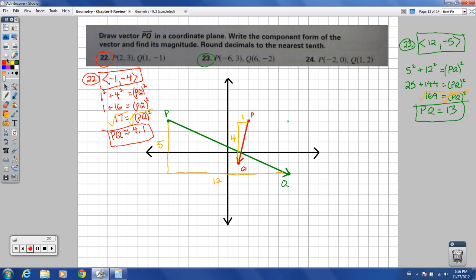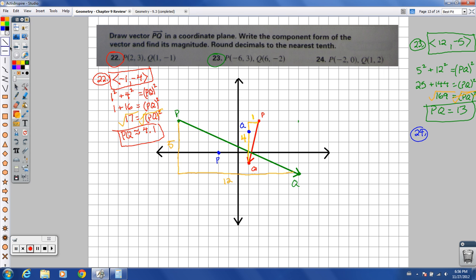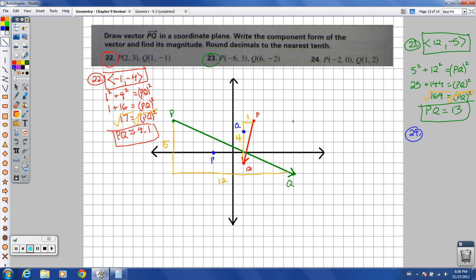And then finally I'll do this one in blue, 24. I would have a point at 2, negative 2, 0 right there is my P, and then 1, 2 is going to be right here. So that's my Q for this one. Let's draw in the vector itself. Vector right there, and that would be the blue PQ vector. Let's circle that over here too.